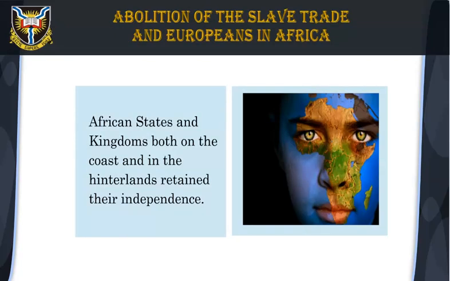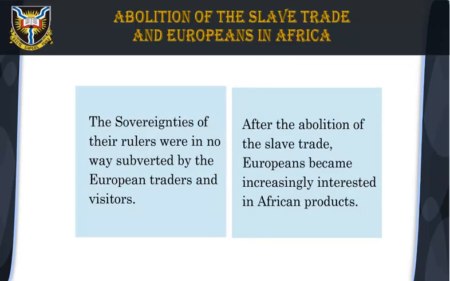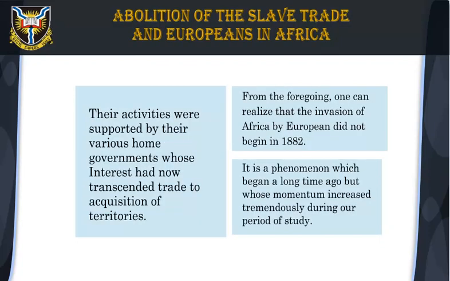Abolition of slave trade and Europeans in Africa. African states and kingdoms, both on the coast and in the hinterlands, retained their independence. The sovereignties of their rulers were in no way subverted by the European traders and visitors. After the abolition of the slave trade, Europeans became increasingly interested in African products. Their activities were supported by their various home governments, whose interests had transcended trade to acquisition of territories.